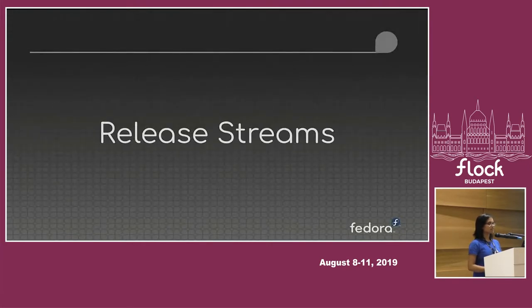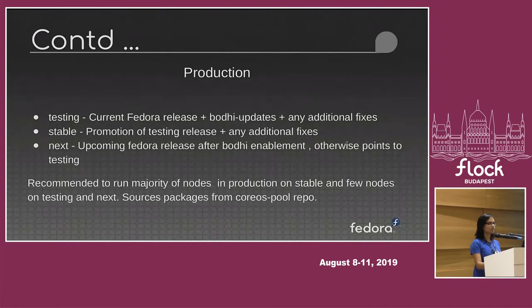Okay, so release streams. Let's talk in detail about what the release streams are. This is a new thing, I'd say, at least on the Fedora side, because I haven't seen this in Fedora so far. So we have multiple streams here in Fedora CoreOS. We have categorized it into three. First is production. So there are three refs in production, three streams you can say, or three branches, whatever you want to call them.